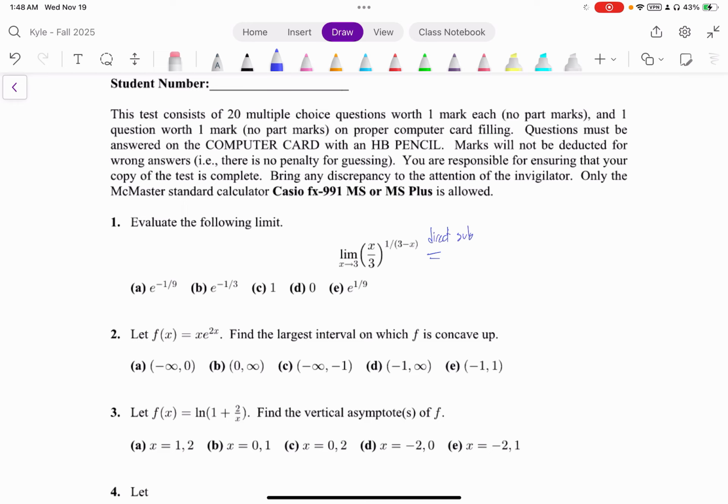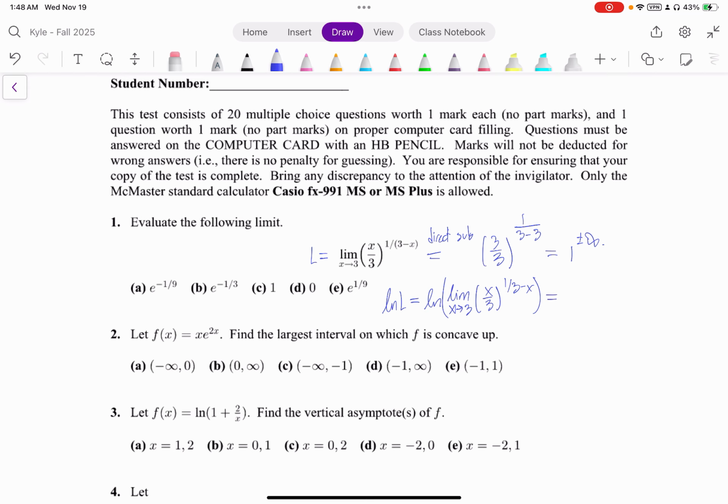So here, if we sub in, we'll have 3 over 3 to the power of 1 over 3 minus 3. So this is 1 to the plus minus infinity. This is an indeterminate form, so we're going to want to rewrite it using L'Hopital's rule. In particular, if we take the log, so let's do our trick here, where we'll let L equal this limit, then the ln of L will equal the ln of the limit as x goes to 3 of x over 3 to the 1 over 3 minus x.